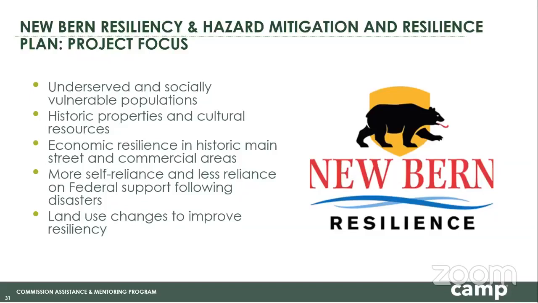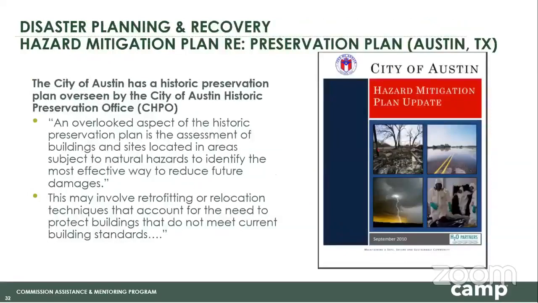Again, the people component, historic properties, cultural resources, making sure the main street is going to be reactivated very quickly and back in business. That is going to help the employees and the community at large. And they have stepped away from the FEMA reliance, and again, more local reliance, and doing so by improving land use policies.